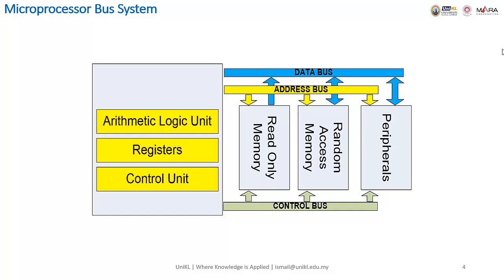And then the data bus is bidirectional. That means we can read data from random access memory, for example, and also write data to random access memory, but we can only read data from read-only memory. There we can see that it is only one direction.